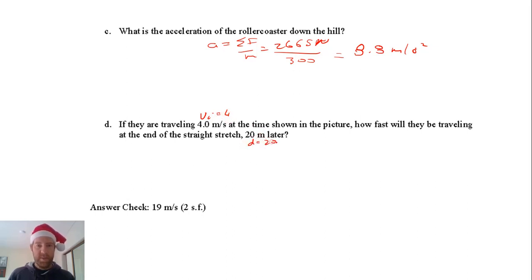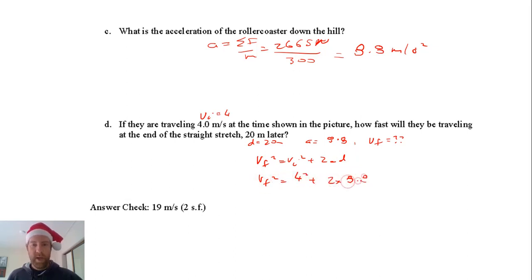And distance equals 20. We know acceleration, 8.8, and we want to know what final speed is. A formula that has all those in it is Vf squared equals Vi squared plus 2AD. So Vf squared equals 4 squared plus 2 times 8.8 times 20.